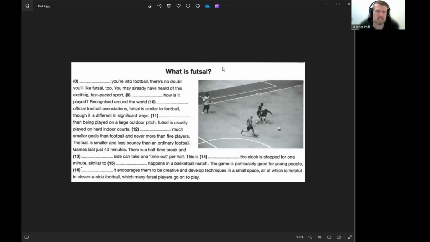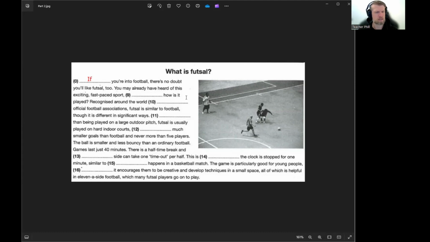So just as we do in part 1, in part 2 the same second step applies. We look at what's around the gap to possibly find things that can help us find the correct word. I cut this out, so the example would be: if. This is already given to us in the task. If you're into football, there's no doubt you'll like futsal too. You may already have heard of this exciting, fast-paced sport.